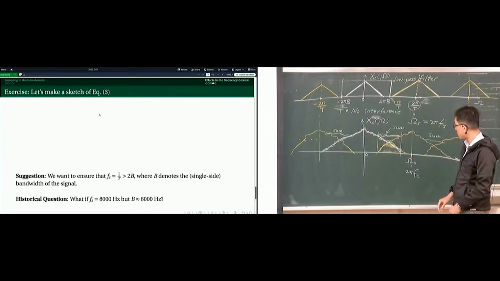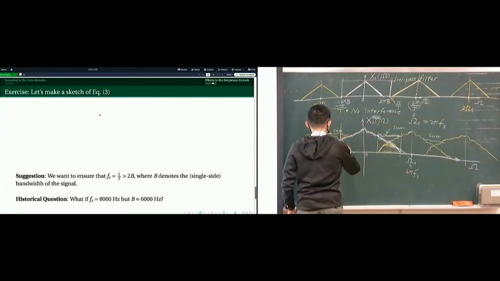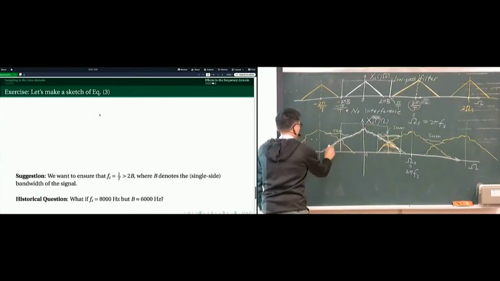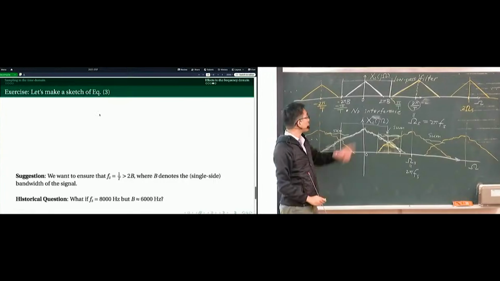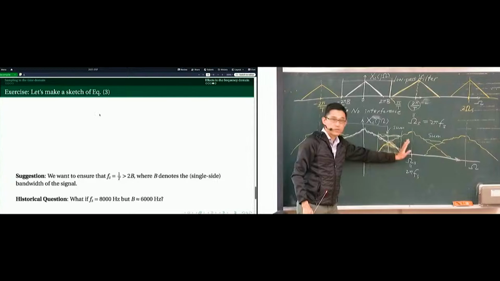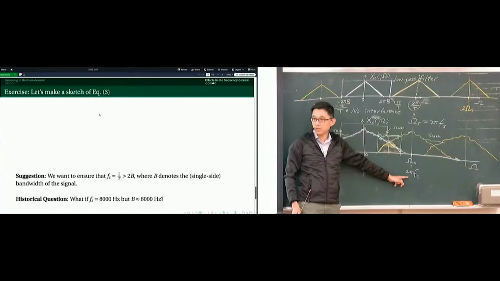So the best we can do is to apply a filter, perhaps right here, but then you lost this part. Okay. Now, if you apply the same filter, you will lose this part. You lose everything that is higher than half of the sampling rate. They are permanently lost.